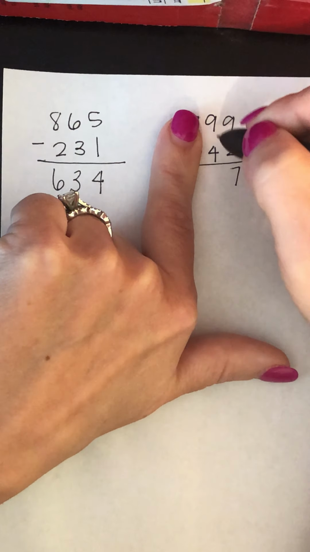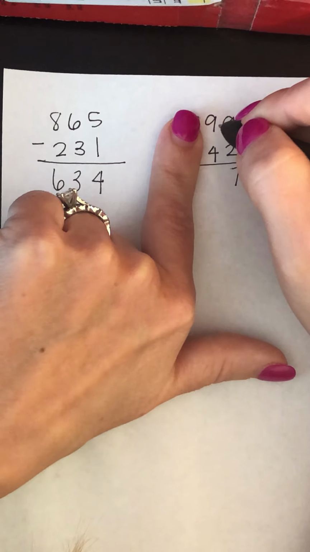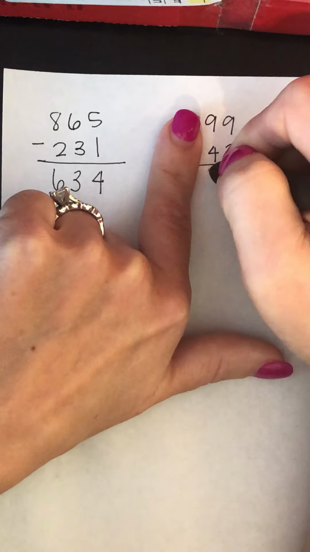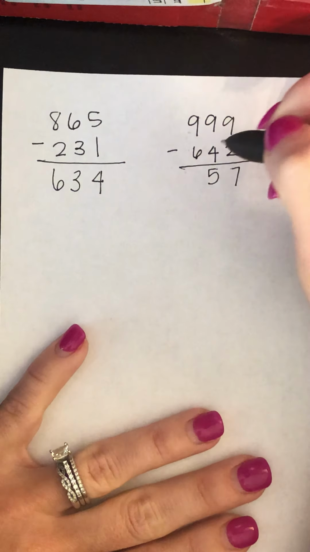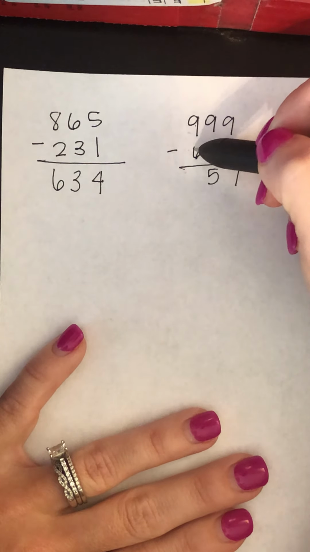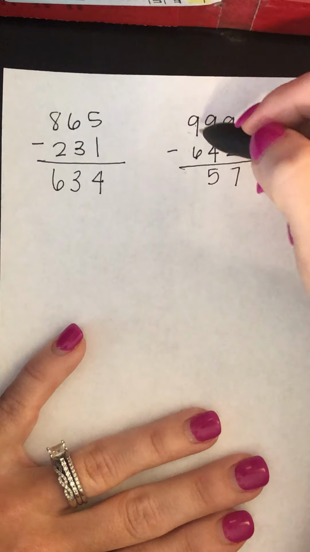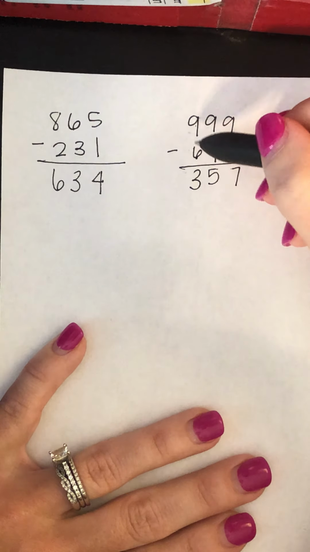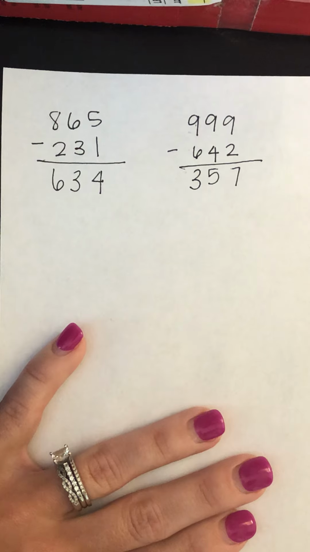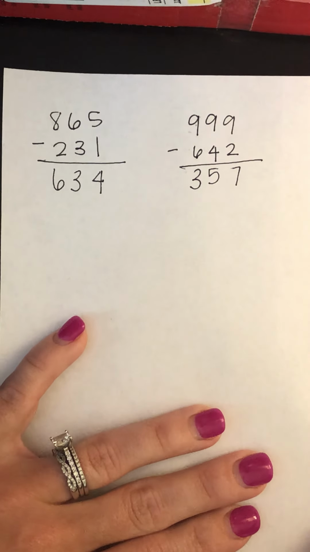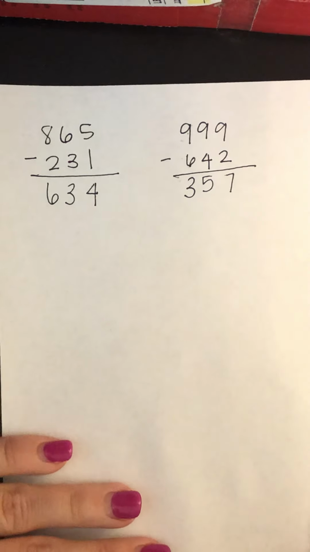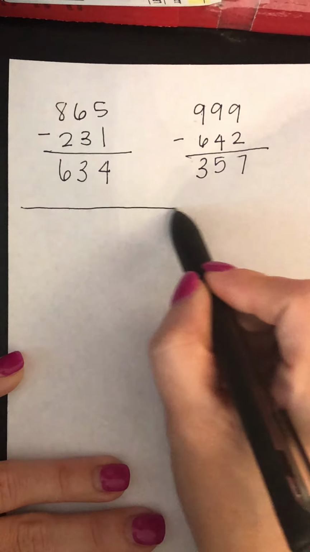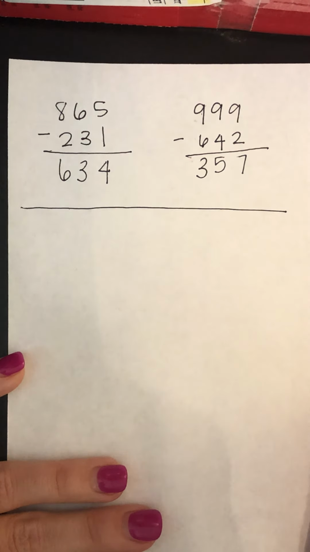In the tens place, 9 minus 4. There's more on top, no need to stop. I do not have to regroup. 9 minus 4 is 5. And last, the hundreds place, 9 minus 6. There's more on top, no need to stop. 9 minus 6 is 3. 999 minus 642 equals 357. That answer, or the difference is what we would call it, would make sense. All right, let's look at some problems where we have to regroup.